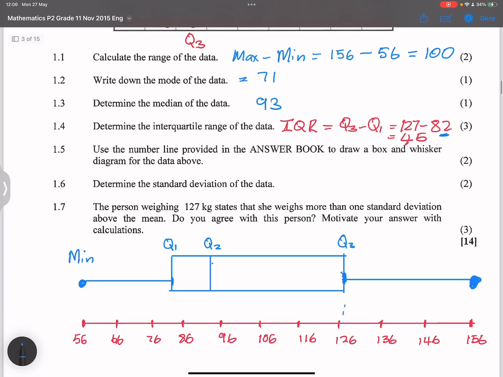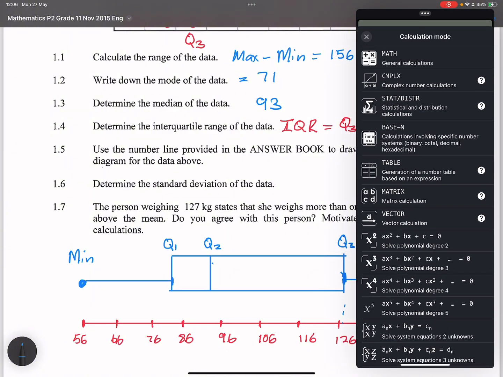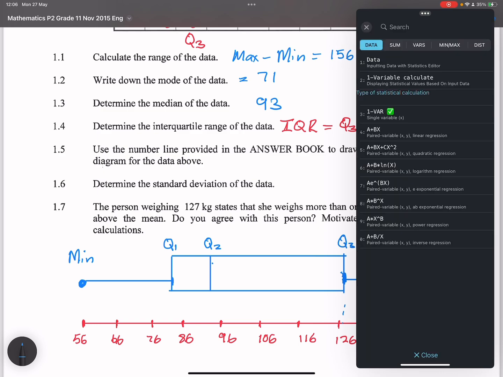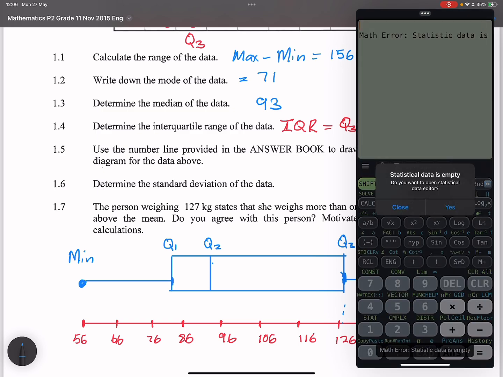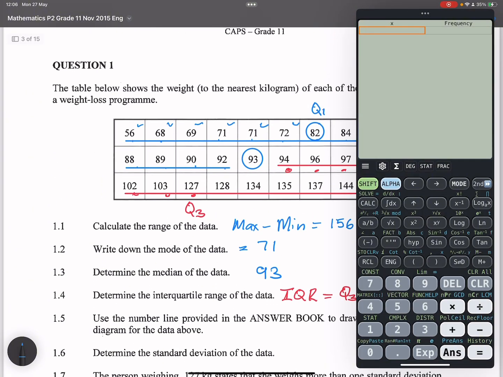Now, let's go to the next question. They say to us, determine the standard deviation of the data. So what we are going to do, ladies and gents, is put this data into our calculator, right? So remember, you go to mode, you choose stat, and I'm going to make sure that I choose the one variable calculation. So we're going to now put in all our data. So that's 56. Remember to put an equal to. That's 68, that's the second one, that's 69, that's 71.